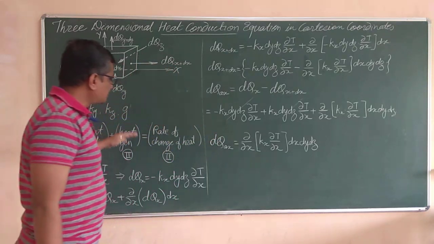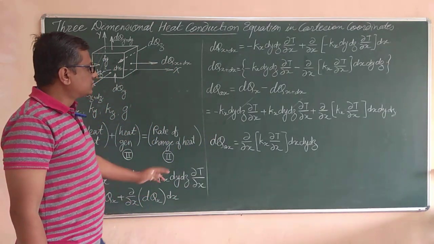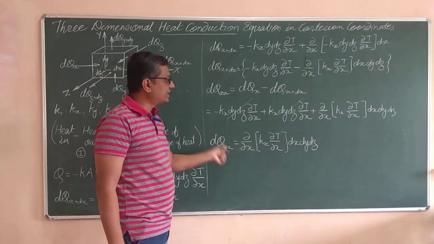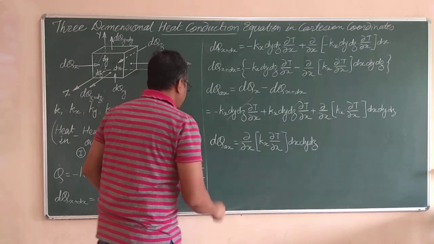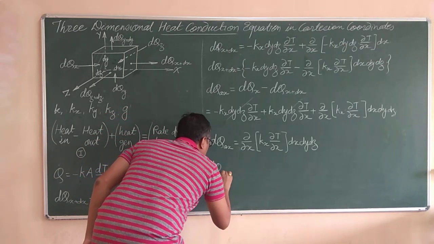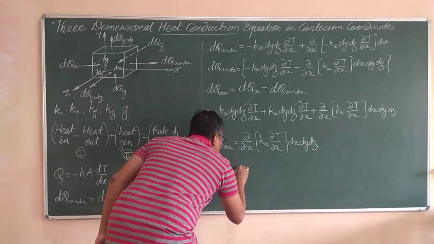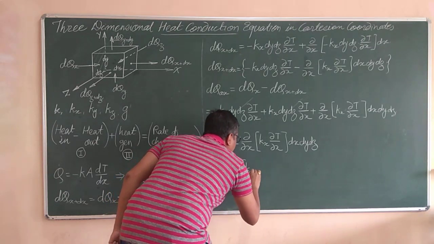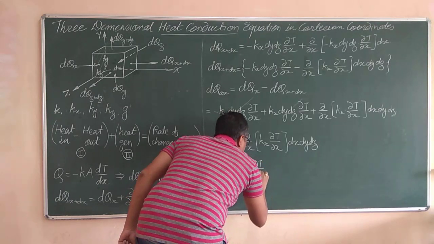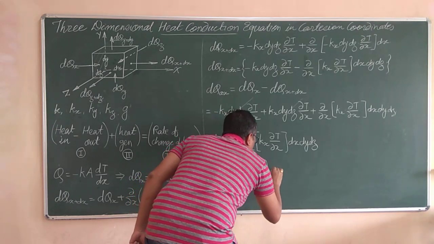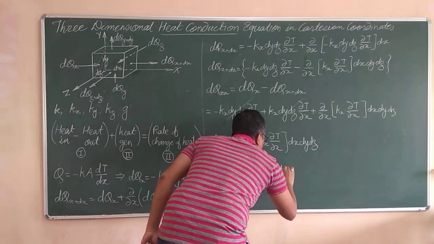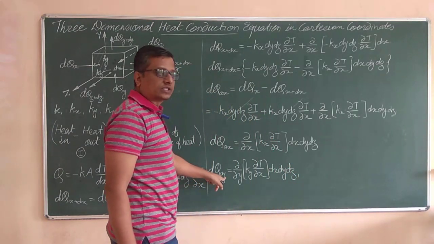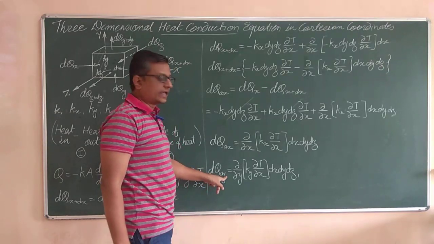Now if I repeat the similar procedure and try to get the heat accumulation into the element due to the heat flow in y direction and due to the heat flow in z direction, I will get the equations as dqay equals ∂/∂y of (ky ∂T/∂y) over the volume of dx dy dz, and this is the heat accumulated due to the heat flow in y direction.